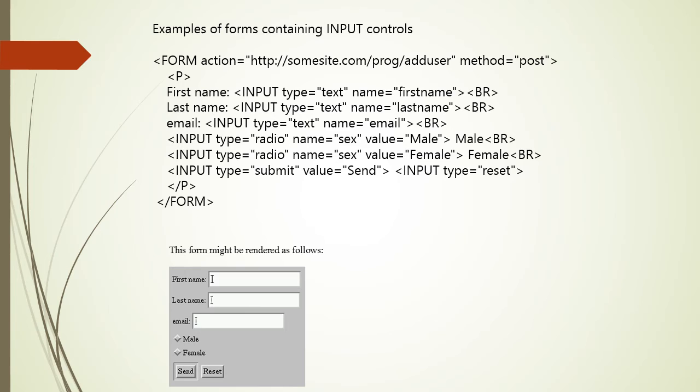the action attribute. Form action equals the URL, method equals post, p first name, input type equals text, name equals first name, then break, last name, then email, then input type equals radio, then next is input type equals radio, the second radio button, and submit. So the form will look like this.